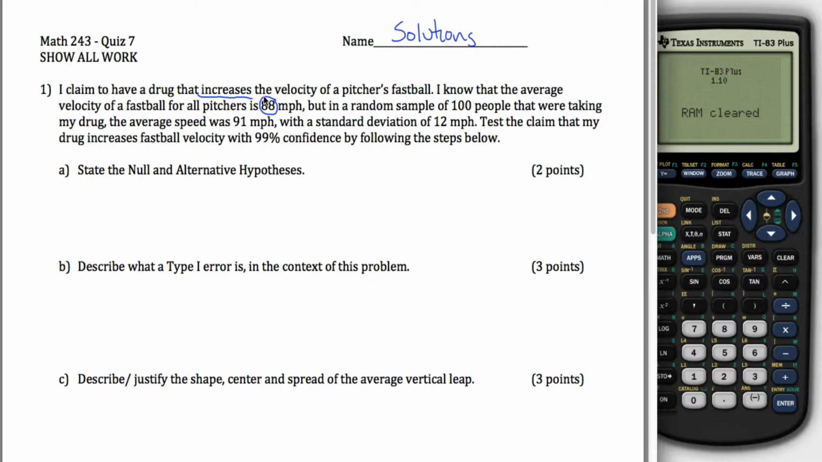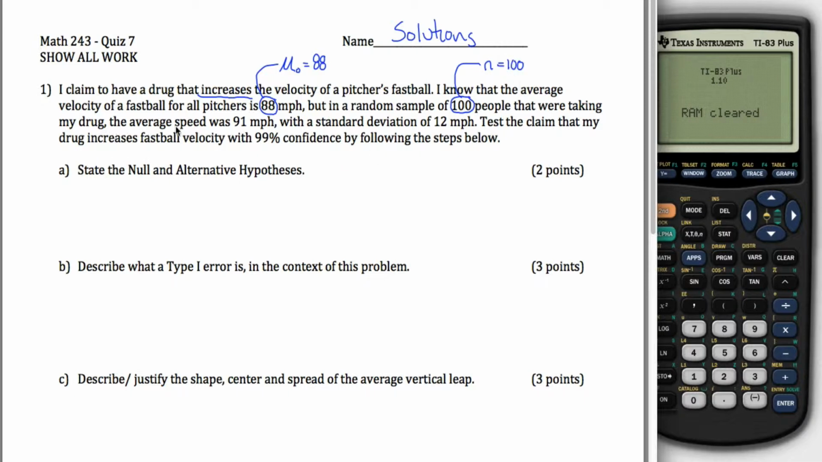So this is a population average, so you might think that you'd use the symbol mu here, but actually we don't. It's actually mu naught because we're going to want to save mu for something else. So in this case, mu naught equals 88. But in a random sample of 100 pitchers, the key here is that I have 100 people in my sample, therefore n is equal to 100.